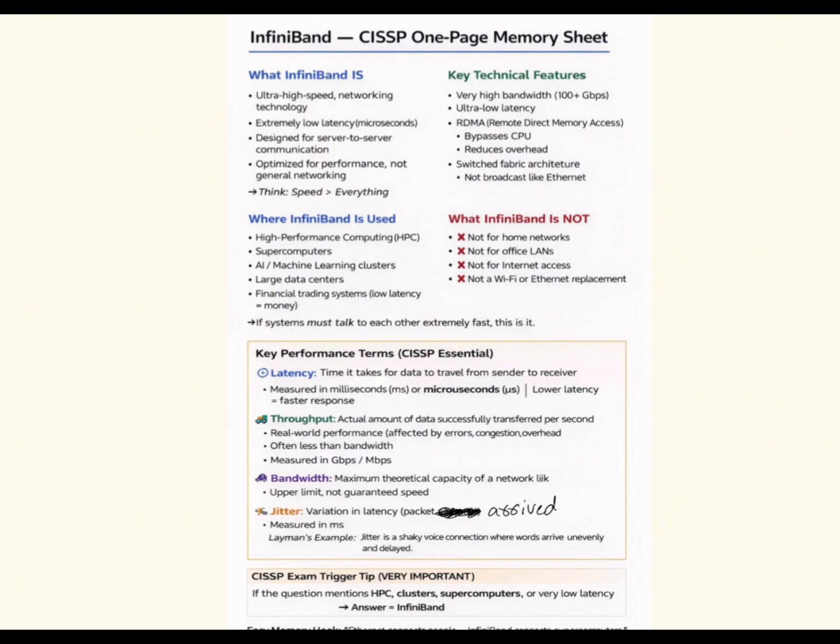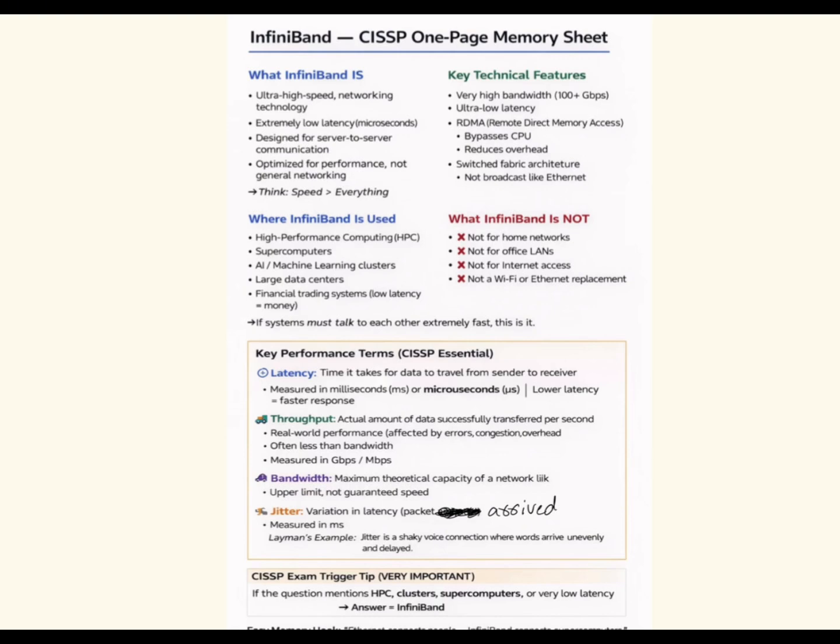Why does InfiniBand exist at all? Ethernet was designed for offices, internet access, general data communication, but Ethernet becomes a bottleneck when thousands of CPUs and GPUs must exchange data. So latency must be microseconds, not milliseconds. Data transfer must not overload the CPU. InfiniBand was created to solve performance limits of Ethernet.